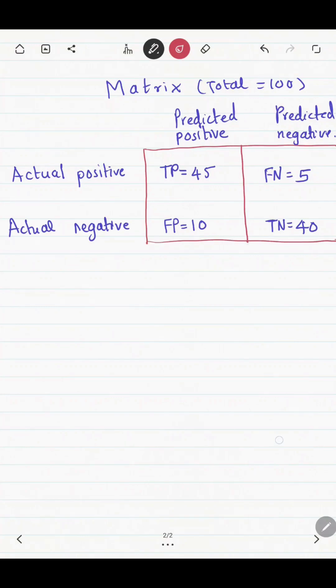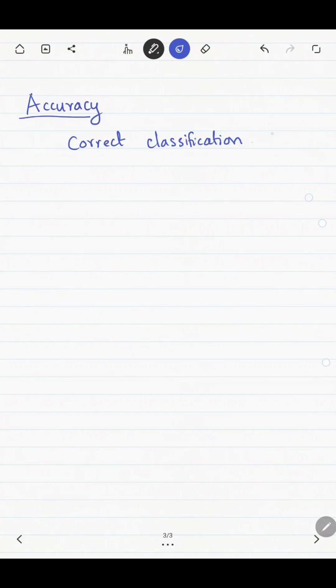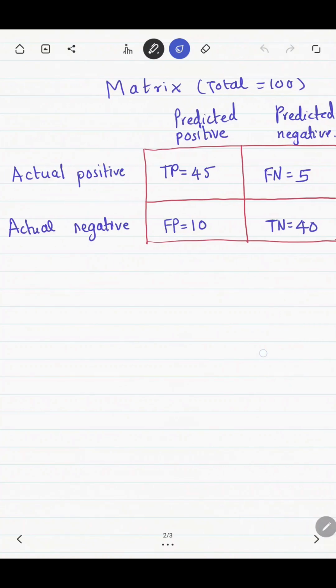Now we'll study 7 measures. First measure is accuracy. The simplest measure, it simply measures how many were correctly classified as having the disease and correctly classified as not having the disease. That is true positives plus true negatives divided by the total sample size. Now carefully observe the confusion matrix.